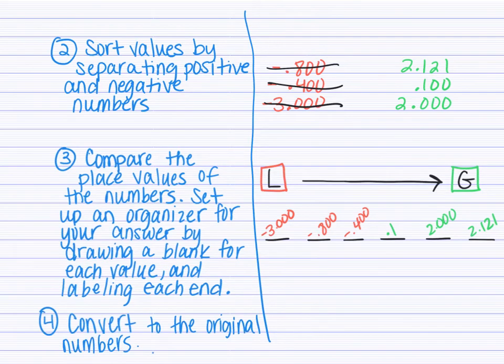Okay, so the last thing that we're going to do is convert all of these back to our original numbers that we started with at the beginning of the problem. So let's convert each one individually. Negative 3, this did not have all of those decimal places, it was just negative 3. Negative 0.8 was actually negative 4/5.